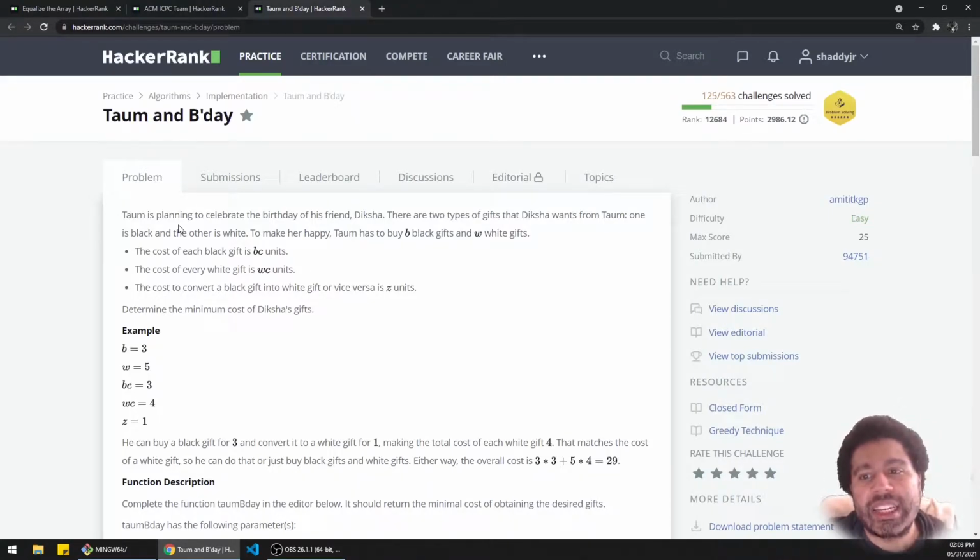All right, folks, we're tackling Taum and B-Day. This is an easy difficulty problem on HackerRank. Let's get into it. Taum is planning to celebrate the birthday of his friend Diksha. There are two types of gifts that Diksha wants from Taum. One is black and the other is white. To make her happy, Taum has to buy B black gifts and W white gifts. The cost of each black gift is BC units, and the cost of the white gifts is WC units. The cost to convert a black gift into white or vice versa is Z units. Determine the minimum cost of Diksha's gifts.